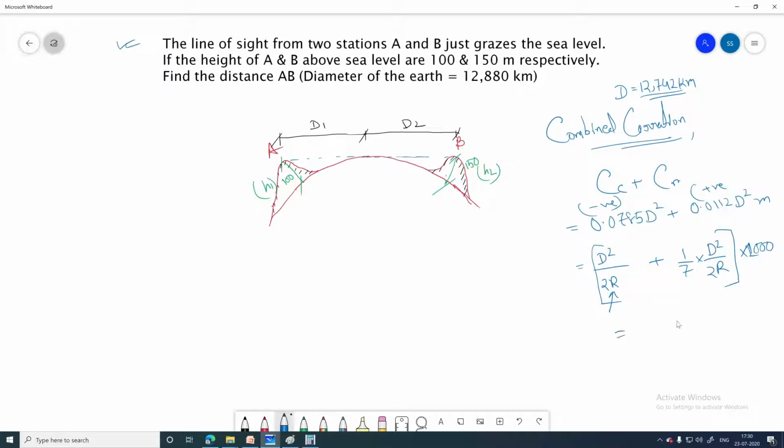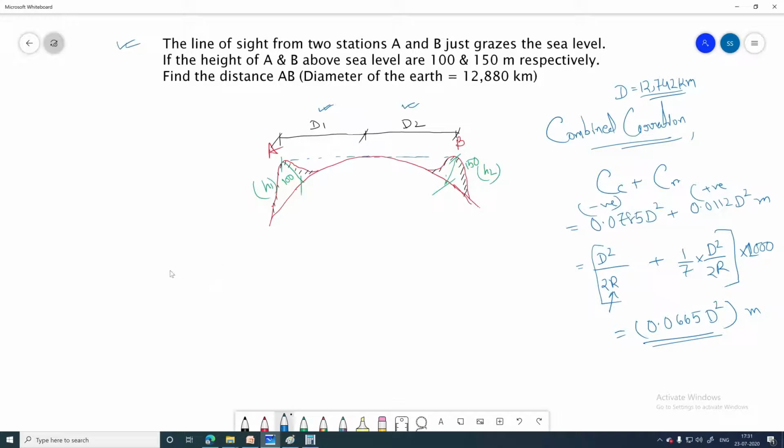Okay, so the value that we got ultimately is 0.0665 d square, and it is in meter. Okay, so you just check. So the combined correction value is 0.0665 d square. So now I will determine the value of D1 and D2.